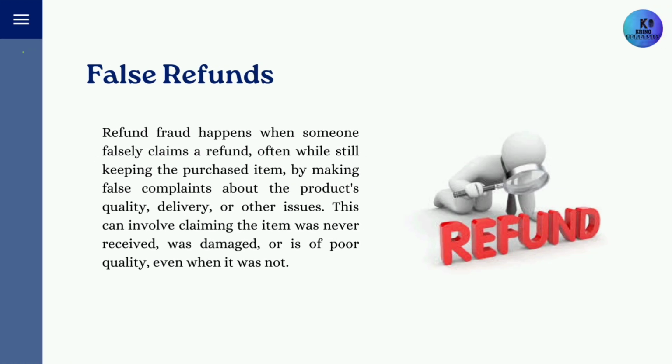False refunds. False refunds happen when someone tries to cheat a company by asking for money back that they don't deserve. For example, they say an item was never delivered, but it was delivered. They return a used or broken item and claim it's new, or they keep the product and still ask for a refund. This type of fraud is common in retail and online shopping. Forensic accountants help by checking transaction records, the receipts, and the return patterns in order to spot fake refund claims.